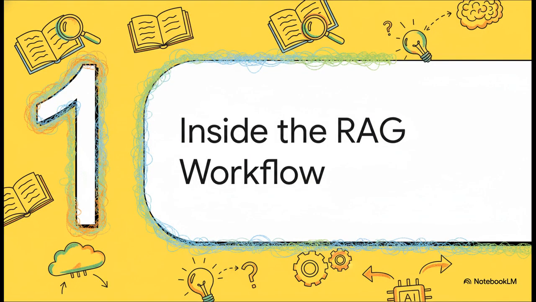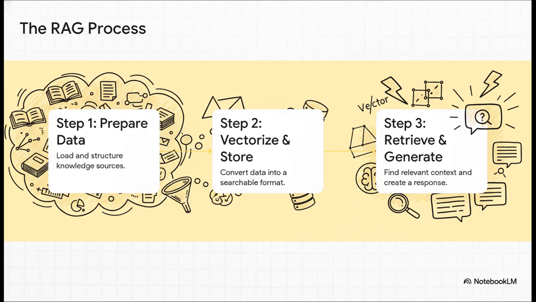So, how does this open book test actually work? What's going on under the hood to make this happen? Let's pop the hood and take a look at the entire RAG workflow step by step. The whole thing really breaks down into three main stages. First, you've got to get all your information ready. Then, you have to translate that information into a language the AI can search through. And finally, the fun part, retrieving the right info and generating a solid answer.